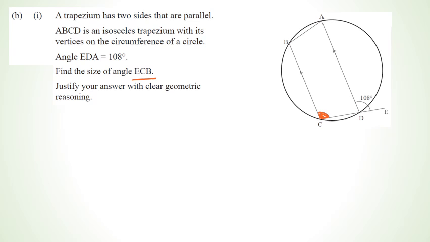And if you look at it, you can see that it's actually two parallel lines that are going through. So angle ECB is equal to 108 degrees because they are corresponding angles. And that's pretty much it for this question, which is an achieved question. All right, so let's go to the next one.